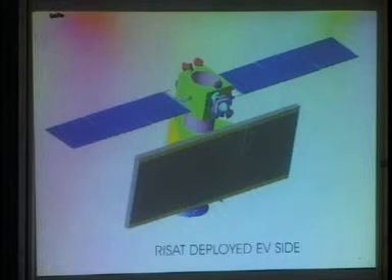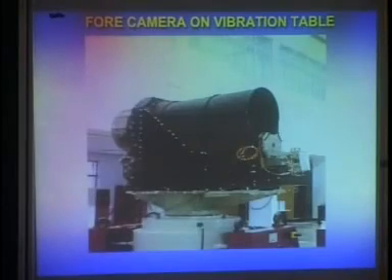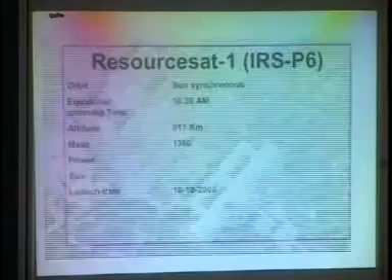The earlier ones we used to see were all optical imaging. Optical imaging has a great disadvantage: during cloud cover and other conditions you cannot image. Whereas with a microwave payload, that problem does not exist. Irrespective of the weather, we can always get the pictures. So this is a satellite using radar.